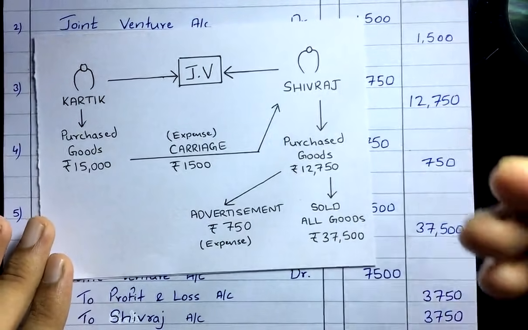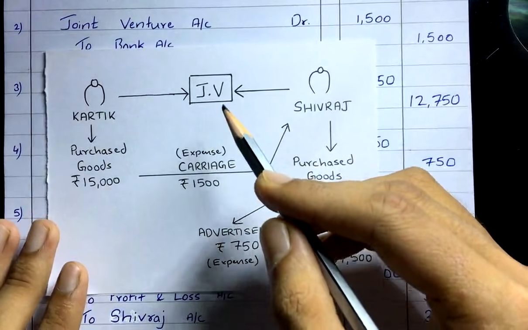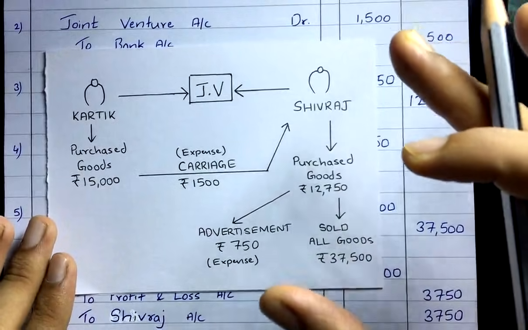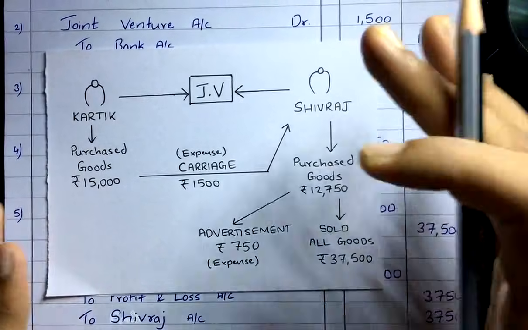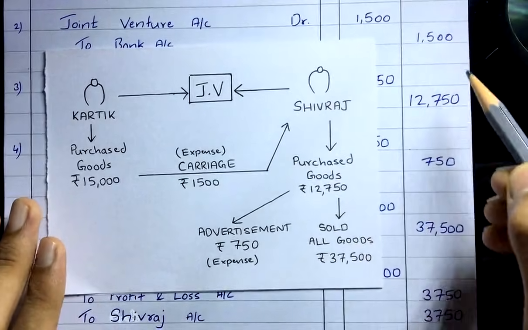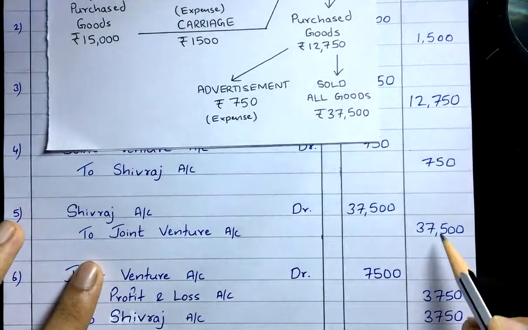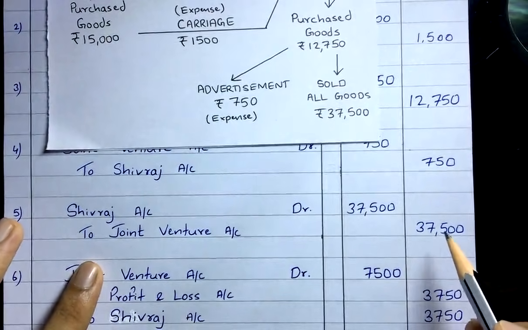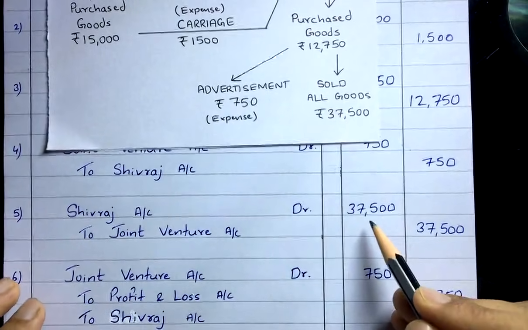So sales is income. Now I told you joint venture account is similar to trading and profit and loss account. If there is any increase in revenue, you have to credit the joint venture account. Whenever there is revenue or income, you have to credit the joint venture account. So here joint venture account will be credited. Now who sold these goods? These goods were sold by Shivraj. So his account will get debited.